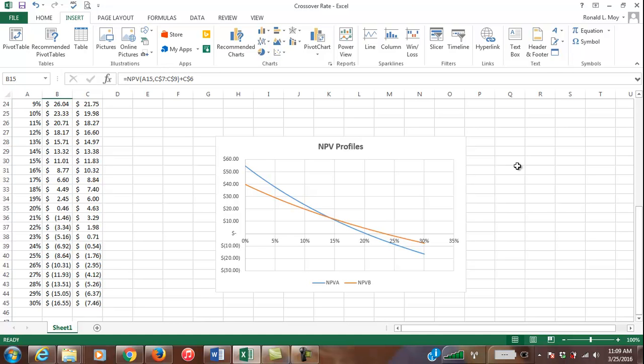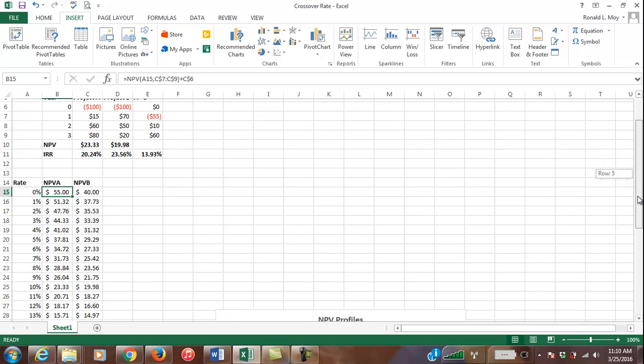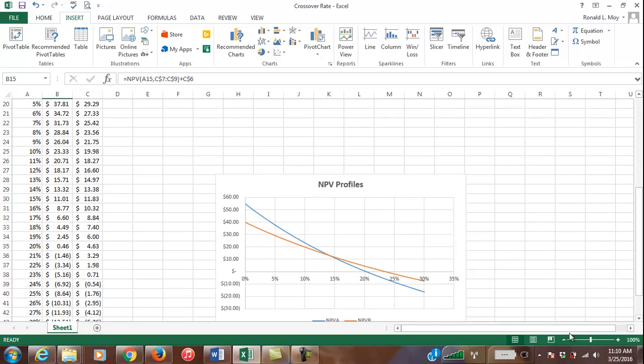Let me point out one other thing since I drew the NPV profiles. You can also see where the actual IRR is, and that's where it crosses the zero axis, because the internal rate of return, in fact, is the interest rate that makes NPV equal to 0. So I believe this first one is something like 19.98%. Let me just scroll back there and we'll take a look. Oh, I'm sorry, it's actually 20.24; 19.98 was for the NPV of B. And the other one is 23.56, and that's where it crosses this axis.